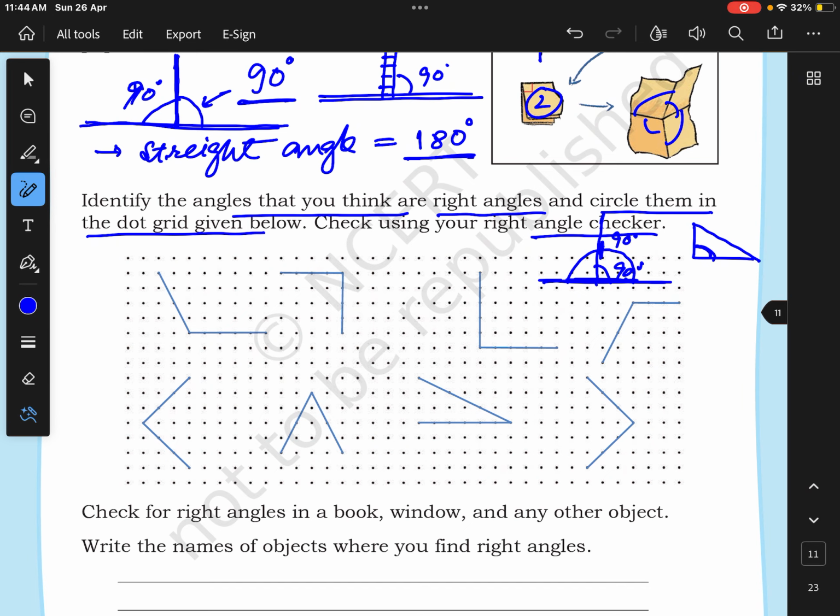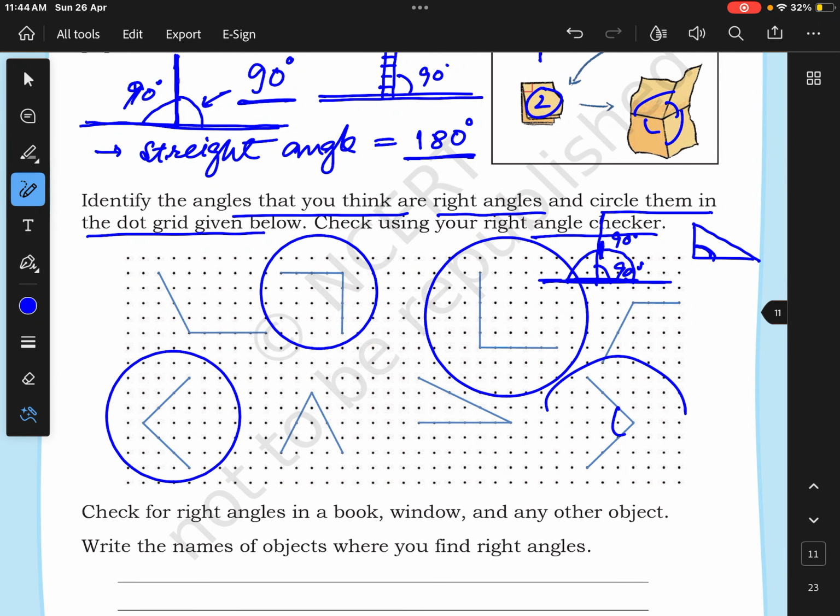Now here we have to circle which angles are right angles. So this one is a right angle. This one is another right angle. I think this is also a right angle. Then this is also a right angle, and this is also a right angle. This is another and this is another. So we have circled all the right angles available here.